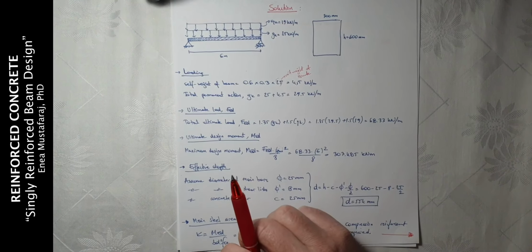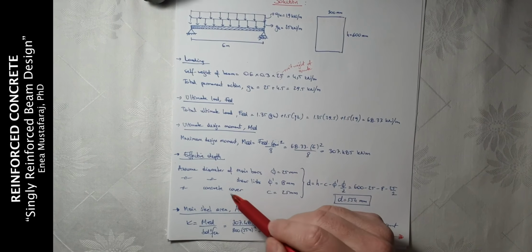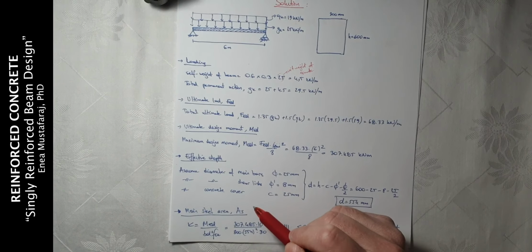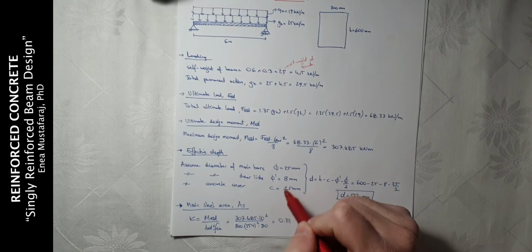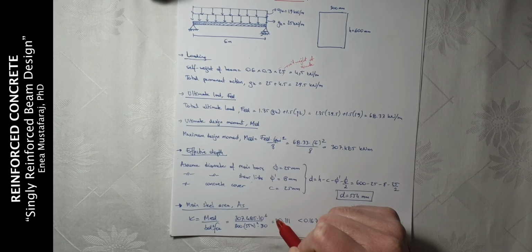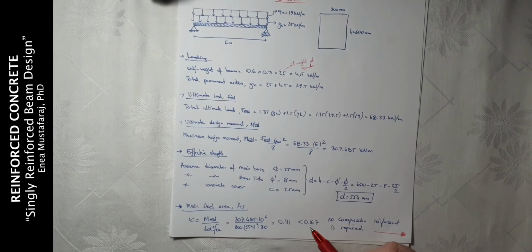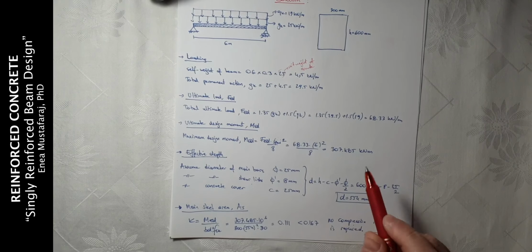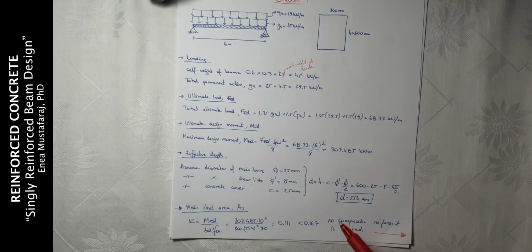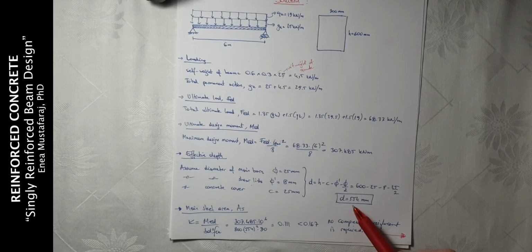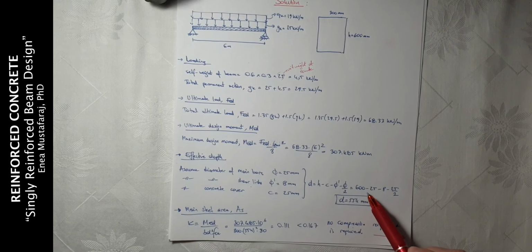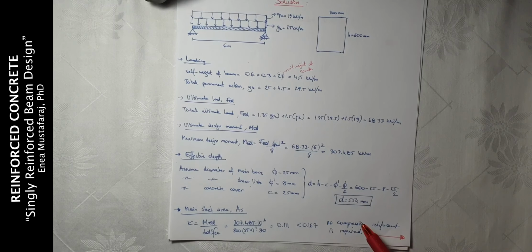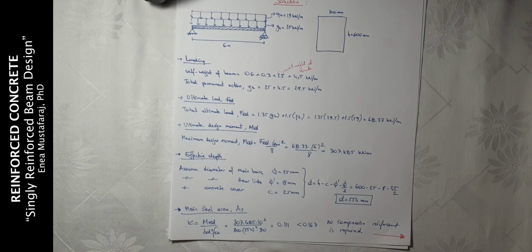The way to calculate the effective depth, this is the correct one. We need to make some assumptions first. We are going to assume the diameter of the main bar, which in this case we are taking as 25 millimeters. We need to assume the diameter of shear links, which we take as 8 millimeters. And we need to assume also the concrete cover, which in this case is 25 millimeters. So at the end, we are going to have this value, which is 554, found by subtracting from 600, 25, 8, and 25 divided by 2.